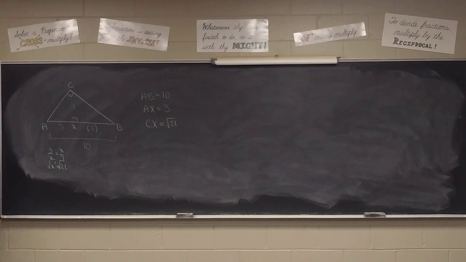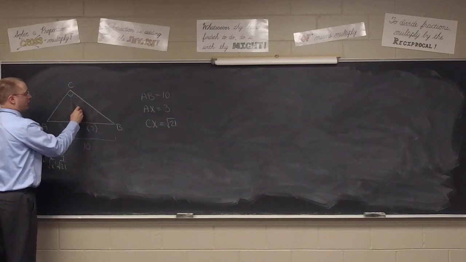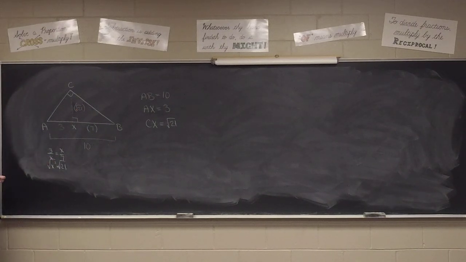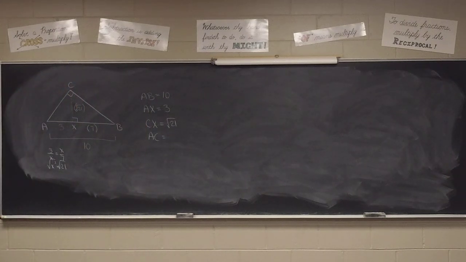All right, now let's find some more things. Now that we know that the altitude is the square root of 21, we can use this to help us find, potentially, AC. Or maybe we don't actually need it to find AC.